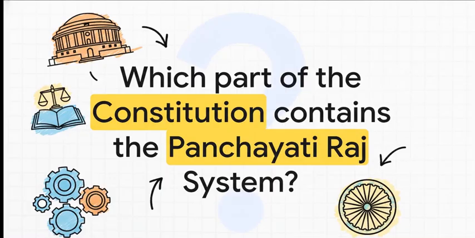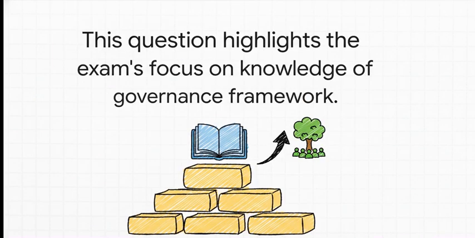All right, let's look at polity. This question gets right to the heart of India's governance structure. See, it's not about some random, obscure detail, but about understanding the core framework of the Constitution itself. And the answer is Part IX. This is a perfect example of the exam's focus on foundational knowledge. Knowing about the Panchayati Raj system and exactly where it fits into the Constitution is a must-have for getting a high score.